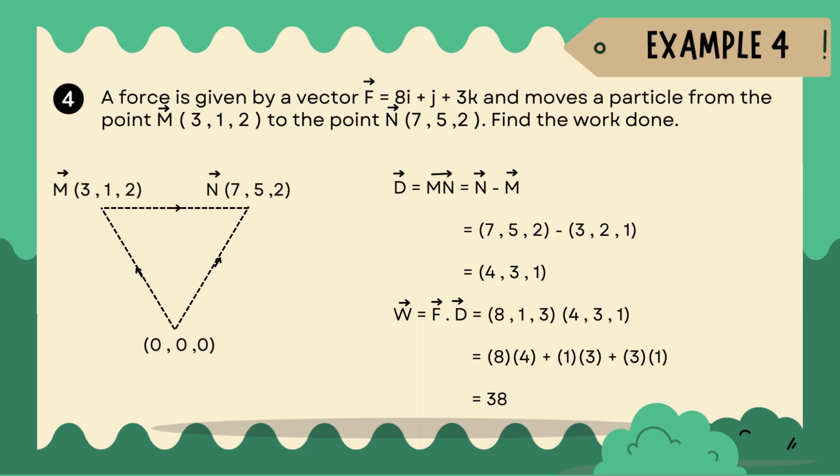Example 4. A force is given by a vector F equal to 8i plus j plus 3k and move a particle from the point vector M 3, 1, 2 to the point vector N 7, 5, 2. Find the work done. Vector D equal to vector MN equal to vector N minus vector M. So 7, 5, 2 minus 3, 2, 1 equal to 4, 3, 1. Then vector W equal to vector F multiply vector D equal to 8, 1, 3 multiply 4, 3, 1. So 8 multiply 4 plus 1 multiply 3 plus 3 multiply 1, and we get the answer 38.